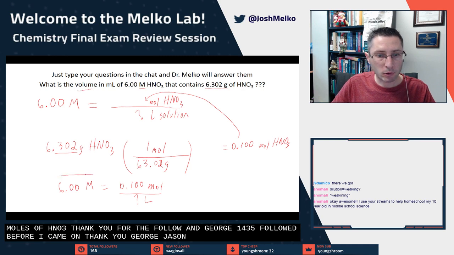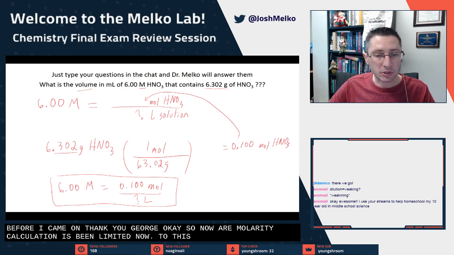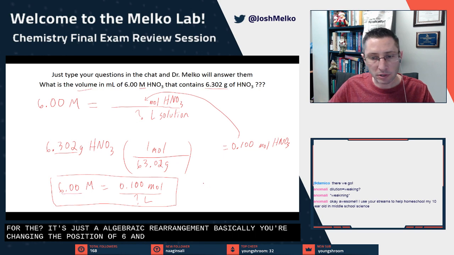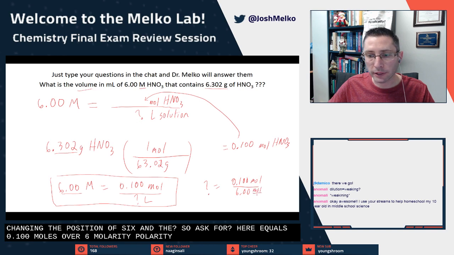Okay, so now our molarity calculation has been limited to this, and now we just solve for the question mark. It's just an algebraic rearrangement. Basically, you're changing the position of 6 and the question mark. So x, or the question mark here, equals 0.100 moles over 6 molarity, where molarity is moles per liter. You can keep track of units and see moles are going to drop out and leave us with liters.